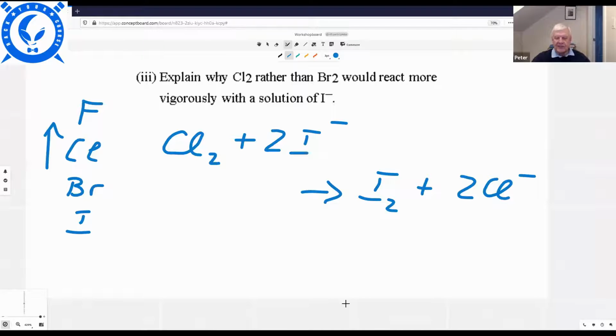Next year, you will see that this is called oxidation and reduction, redox, which is in a later chapter of the book, but you don't have to worry about that now.